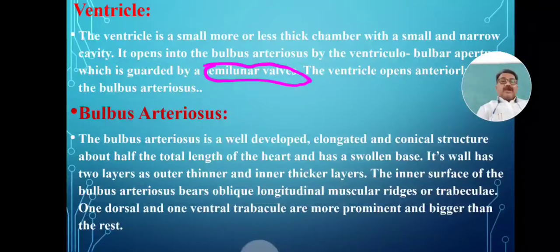One dorsal and one ventral trabecula are more prominent and bigger than the rest. In this bulbus arteriosus, one dorsal and one ventral trabecula, which are prominent muscular ridges, are larger and more prominent as compared to the rest of the trabeculae.